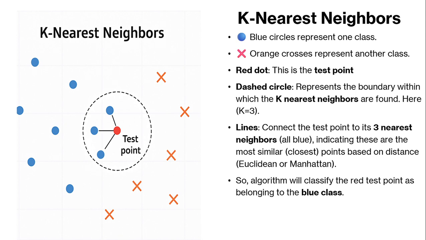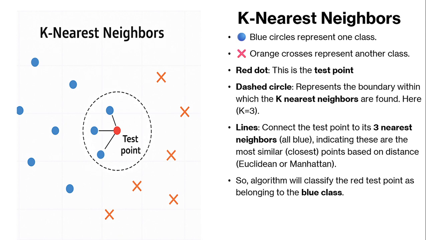The distance was measured using either Euclidean, Manhattan, or Minkowski distance. Whatever approach you use to measure the distance, it shows that the blue circles are the closest. So they are the three closest, and the test point will be classified as what? As blue.